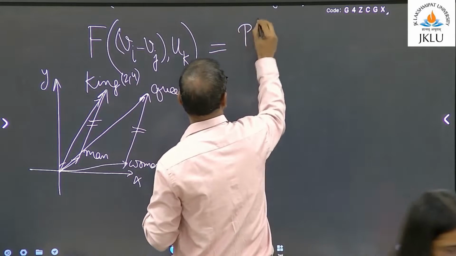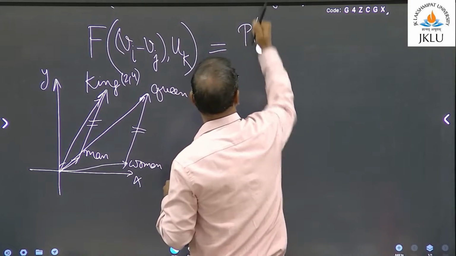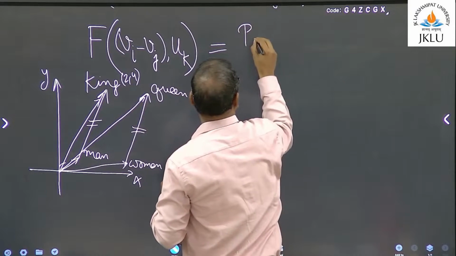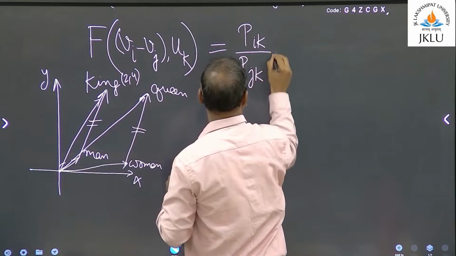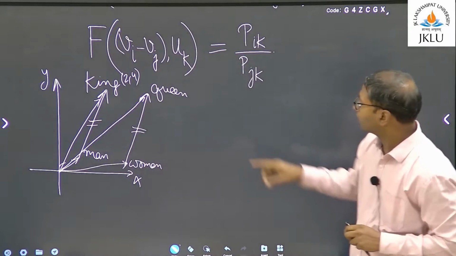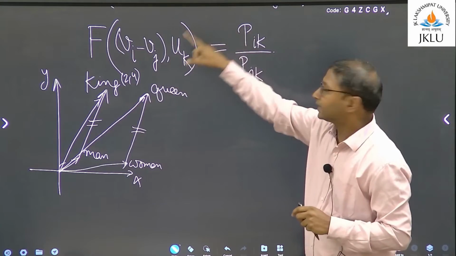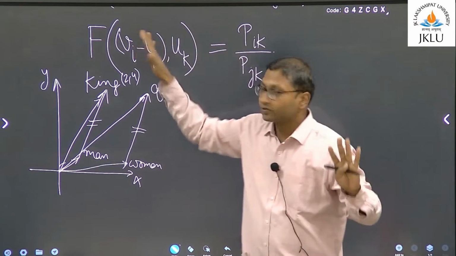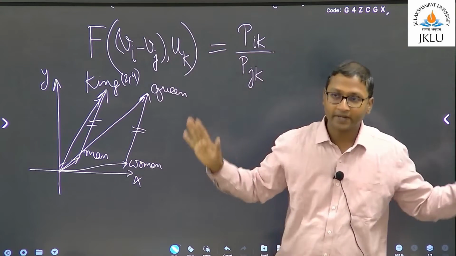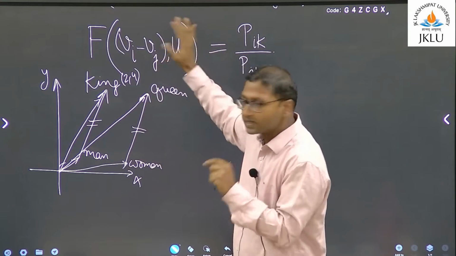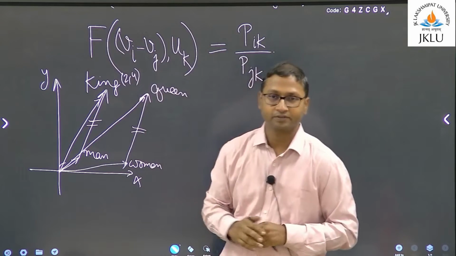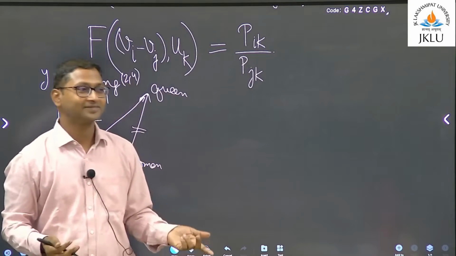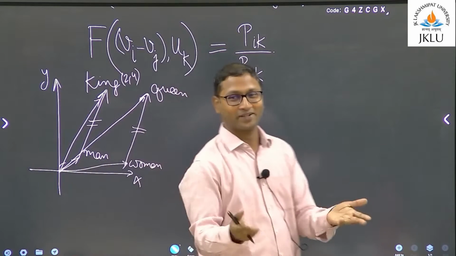P of ik divided by P of jk. Now, again tell me, we don't want this to be a neural network, we don't want this to be a very complicated thing. So tell me, what is a simpler idea, what is a good replacement for this f? Dot product, right?